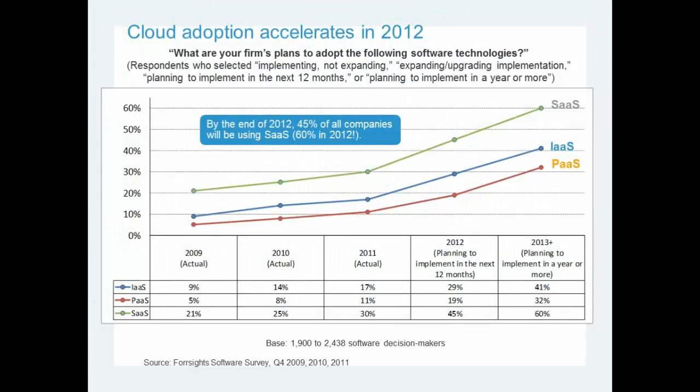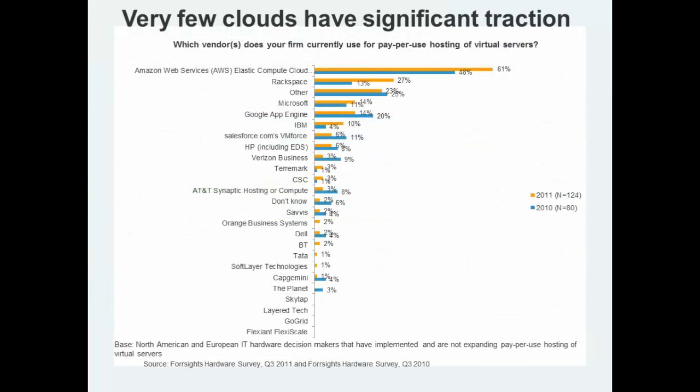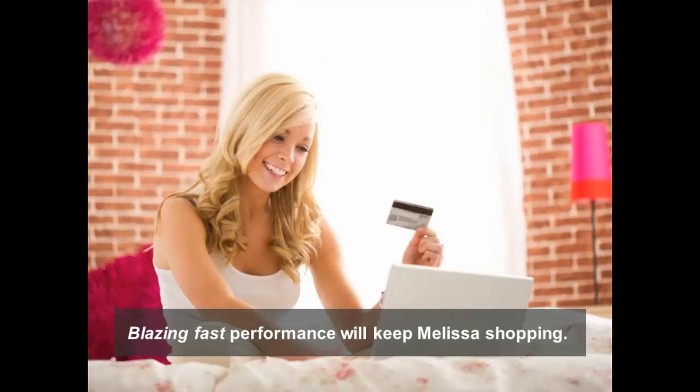Cloud adoption is accelerating, so we know it's coming. But most companies aren't using it, and few of the clouds have significant traction. You can see here that Amazon is still the king, but there's really no clear second place at this point. So Amazon is still the king on this one.